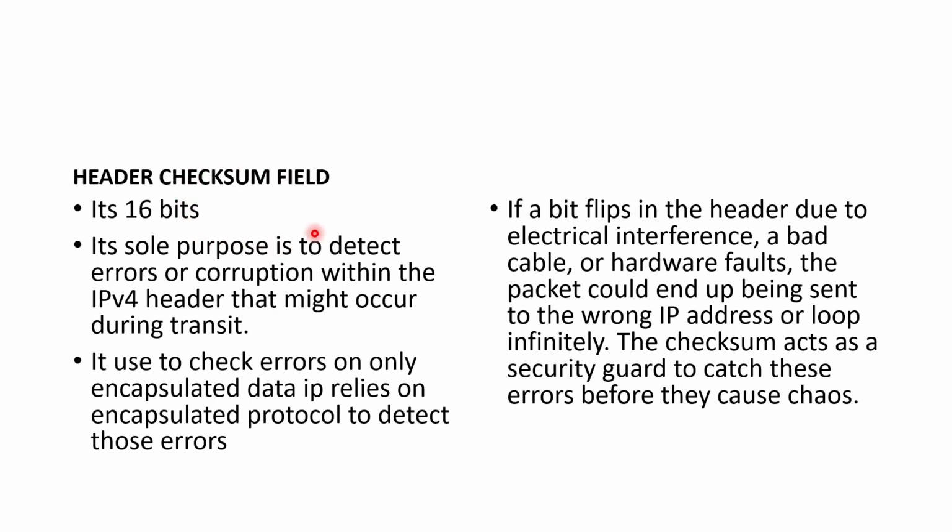However, in this field it's quite different, since IPv4 relies on the upper layers to check these errors. For example, in this case it is going to rely on TCP or UDP, since TCP and UDP have their own method of checksum. Don't worry about this because we are going to cover TCP and UDP in depth. They have their own mechanism to check these errors, so IPv4 is going to rely on those protocols.